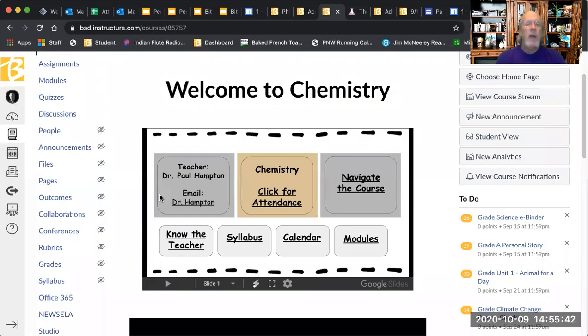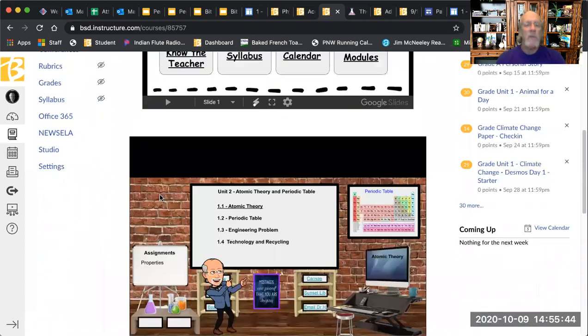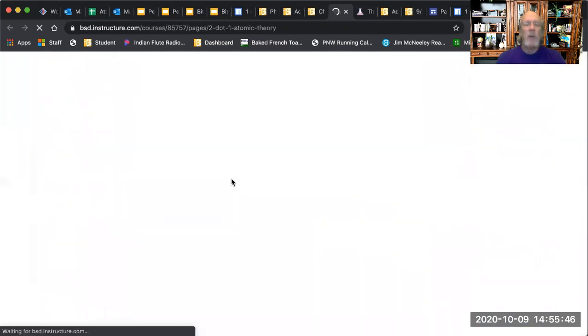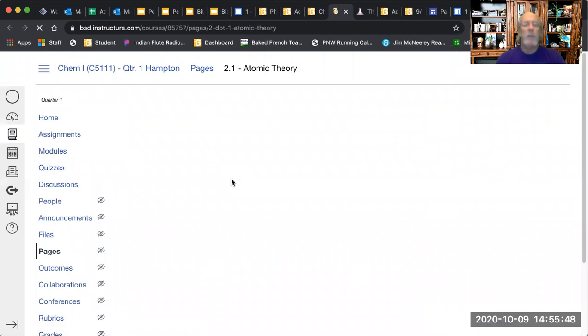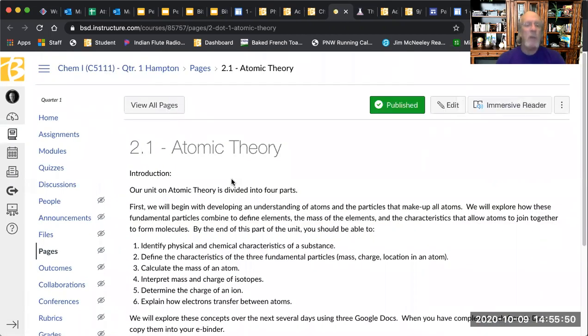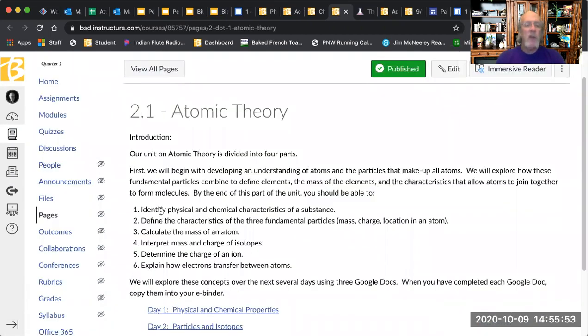So I'm going to go back and share my screen here. And again, we're going to start at our main Canvas page, go to atomic theory. And again, that brings us to our main atomic theory page. So far, first video identified physical and chemical characteristics of a substance. Our second video defined the characteristics of the three fundamental particles, protons, neutrons, and electrons. We calculated the mass of an atom and interpreted the mass and charge of isotopes. So we're just moving right along.